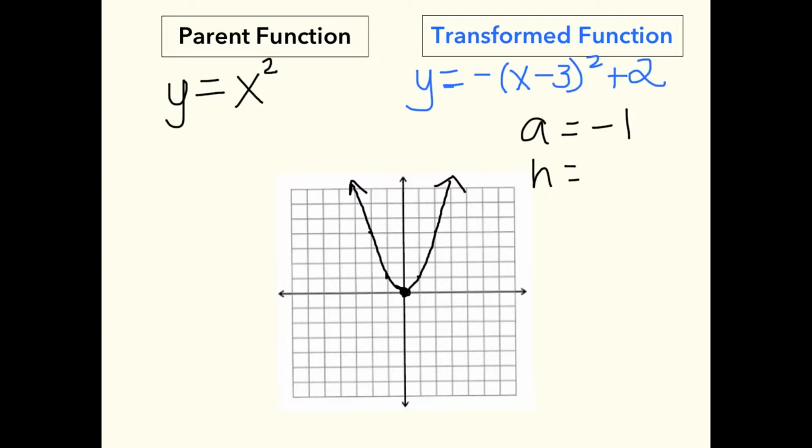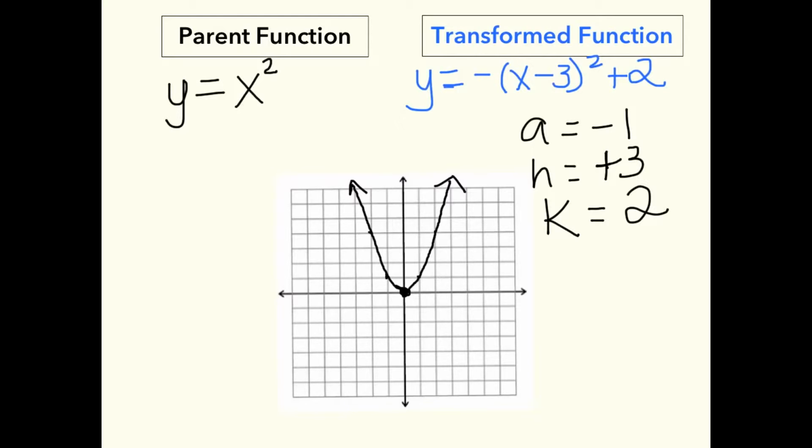Our h, which is a negative 3, and remember you change the sign of the h, so now it's positive 3. And then k, which is always the number just at the very end of the equation, and our k is positive 2, and you keep the sign of your k, so it will stay a positive 2. So now let's transform this parent function.